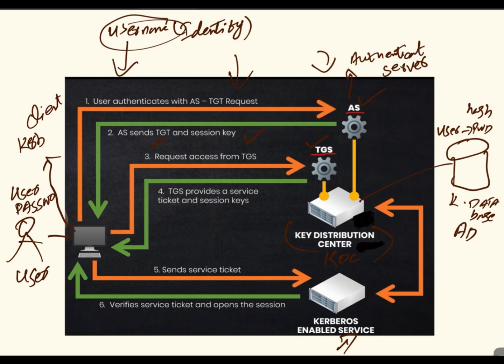So the TGT is encrypted with the TGS key, right? So what it does, it checks the username against the password which is already stored in Active Directory, in the database. And in step number two, it sends a session key which is encrypted with the password derived key. And along with that, the TGT encrypted with the TGS key. So now the client will receive the TGT, the encrypted TGT.